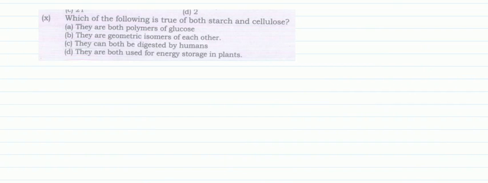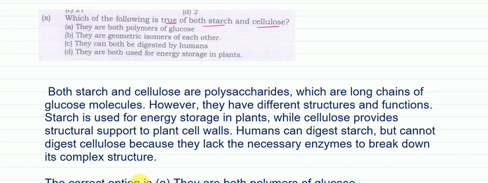Now come to the last MCQ. MCQ number 10. Which of the following is true of both starch and cellulose? It means which statement is correct for both starch and cellulose. Statement A is they are both polymers of glucose. Polymers means they are long chains of glucose, right? Both starch and cellulose are polysaccharides, which are long chains of glucose molecules. It means both starch and cellulose are made up of glucose molecules, and they are polymers, they are polysaccharides, they are the long chain of the glucose molecule.